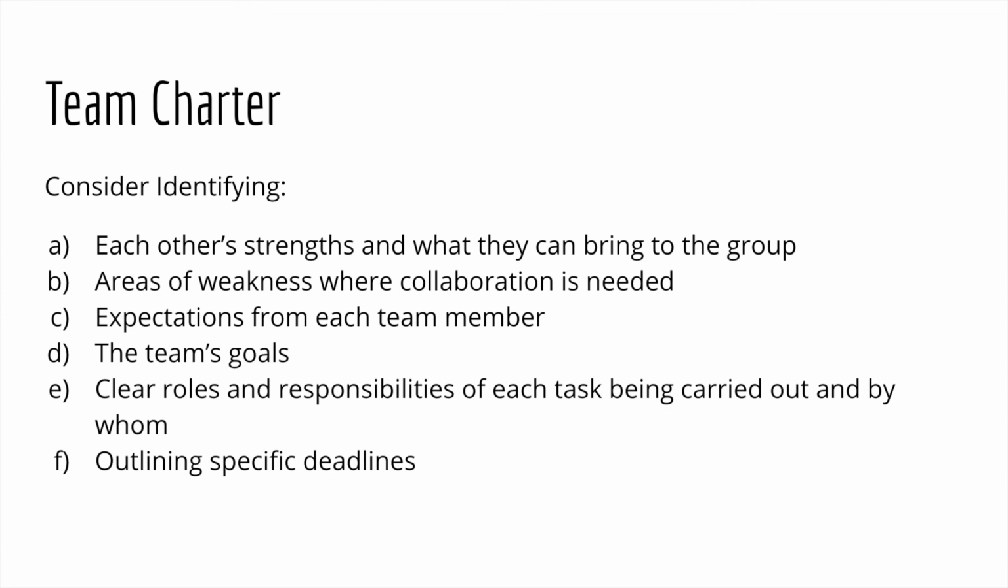Expectations from each team member. What is expected from each team member? The team's goals. So what would success look like to your team? How will you measure if success has been achieved? Also consider identifying clear roles and responsibilities of each task being carried out and by whom. Who is doing what? And lastly, outlining specific deadlines. When are they going to do it? This will help to ensure proper communication and minimize the risk of conflict arising.